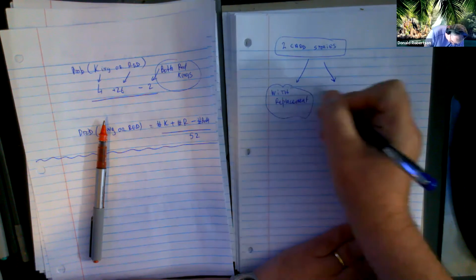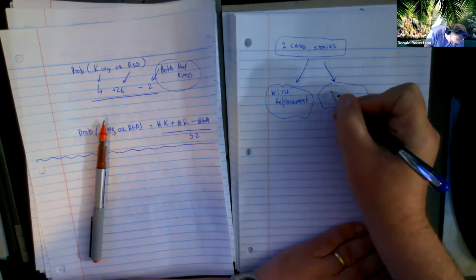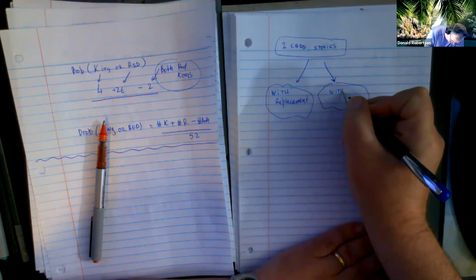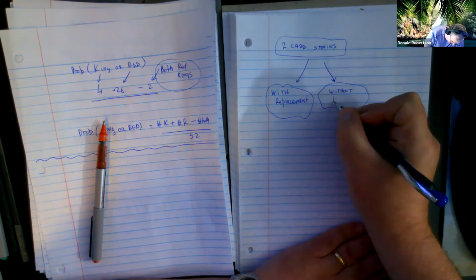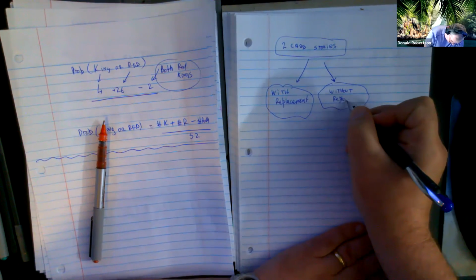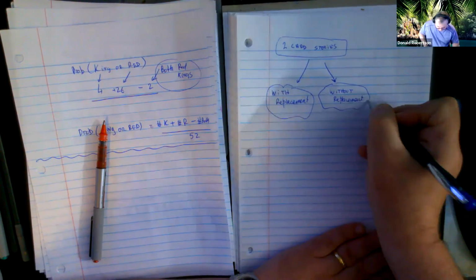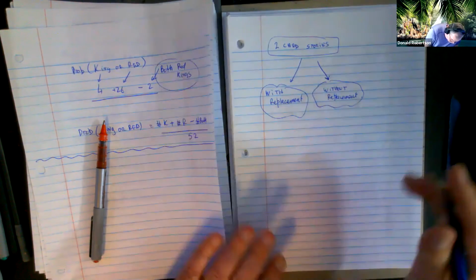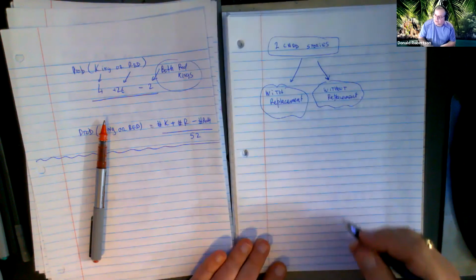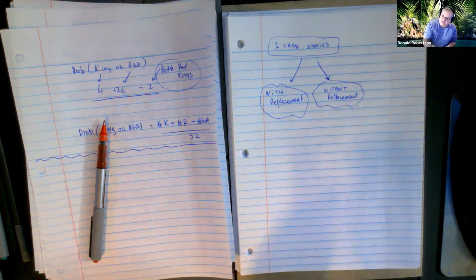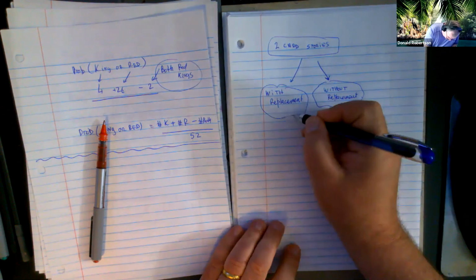And the other is without replacement. Now, what we're talking about here is two cards, right? So you shuffle the deck and you take a card and you put it down. So let's do the with replacement version.